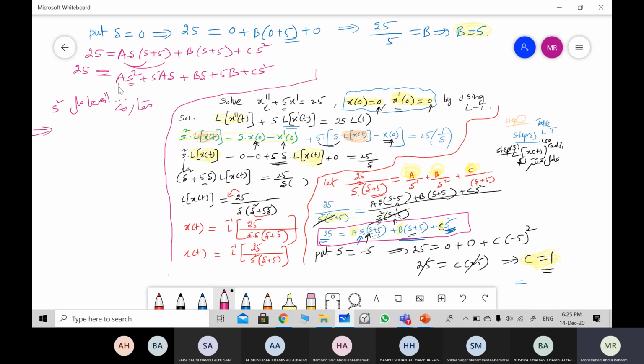Here the coefficient of S squared, how much? A. Here S squared coefficient, how much? Is there S squared here and here? How much here? A coefficient. Here how much? C. MashaAllah, jazakallah khair. C.